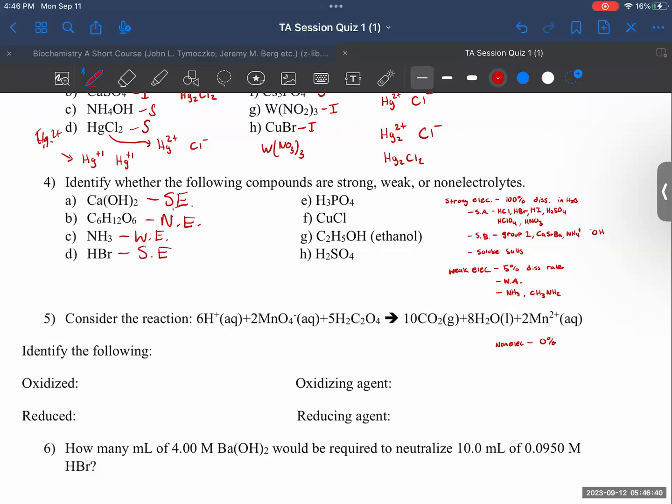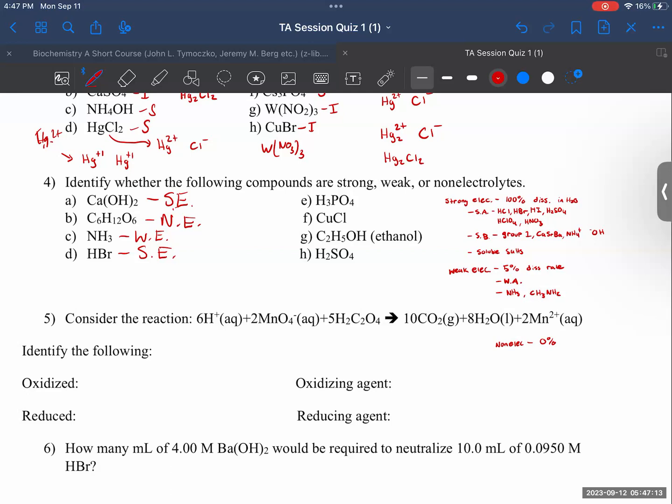Next one, besides Nick, you've exhausted all your answers for the day. So what's the name of this compound? Phosphoric acid. Do y'all agree? It's not phosphorus acid, or is it? It's not. All right. So is phosphoric acid a strong or weak electrolyte or a non-electrolyte?